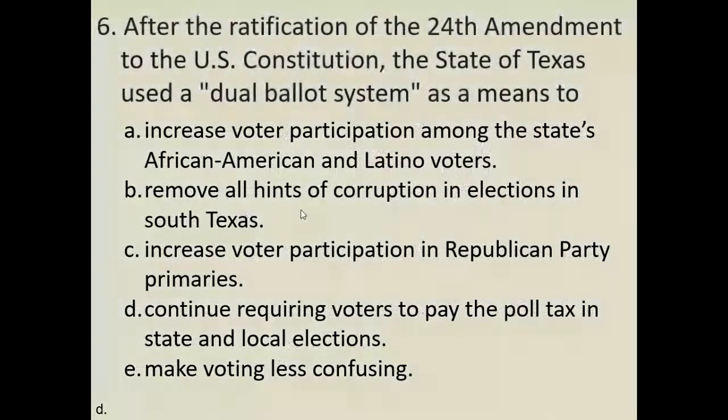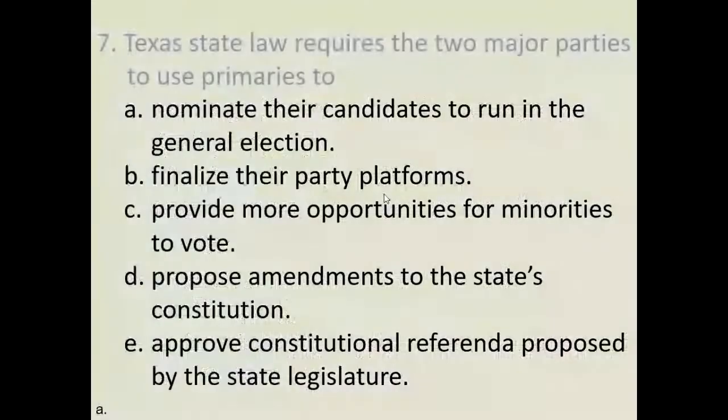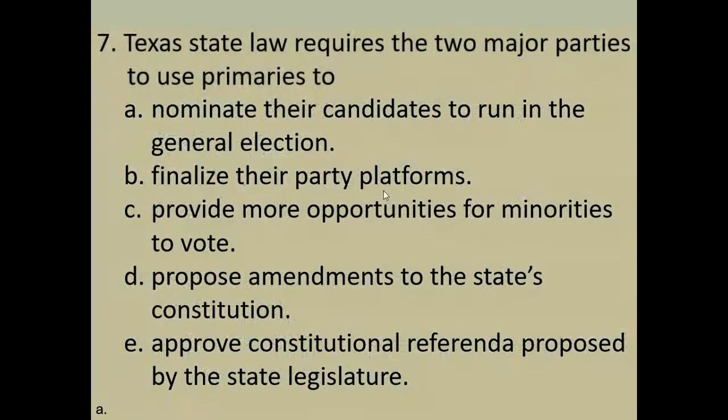After the ratification of the 24th Amendment to the U.S. Constitution, the state of Texas used a dual ballot system as a means to, D, continue requiring voters to pay the poll tax in state and local elections. Texas state law requires the two major parties to use primaries to, A, nominate their candidates to run in the general election.